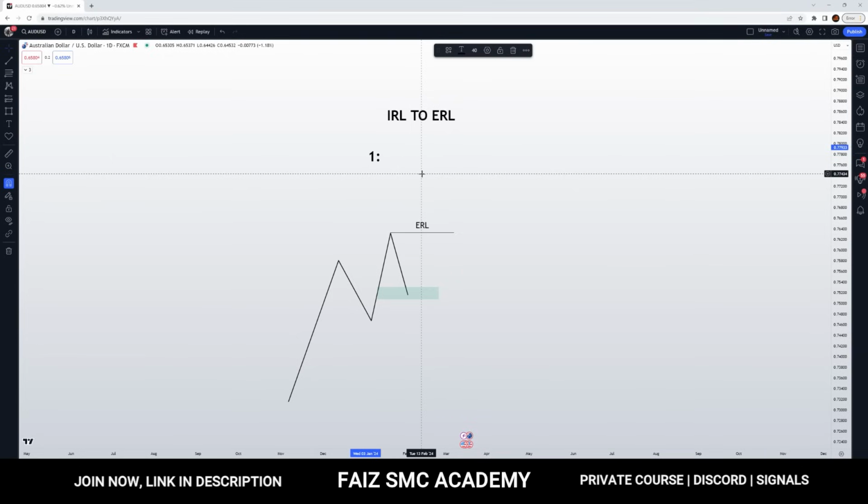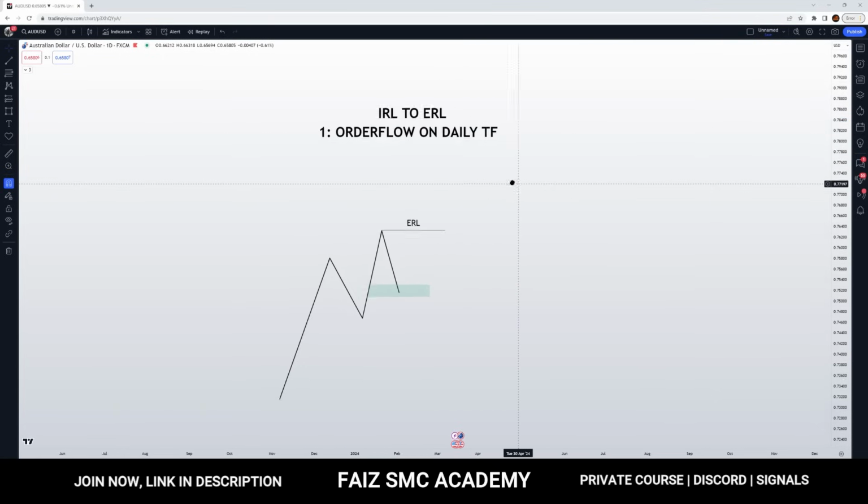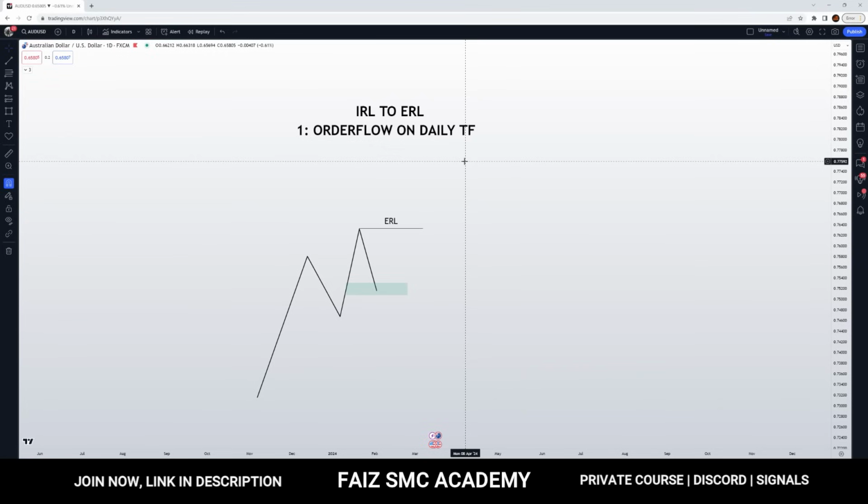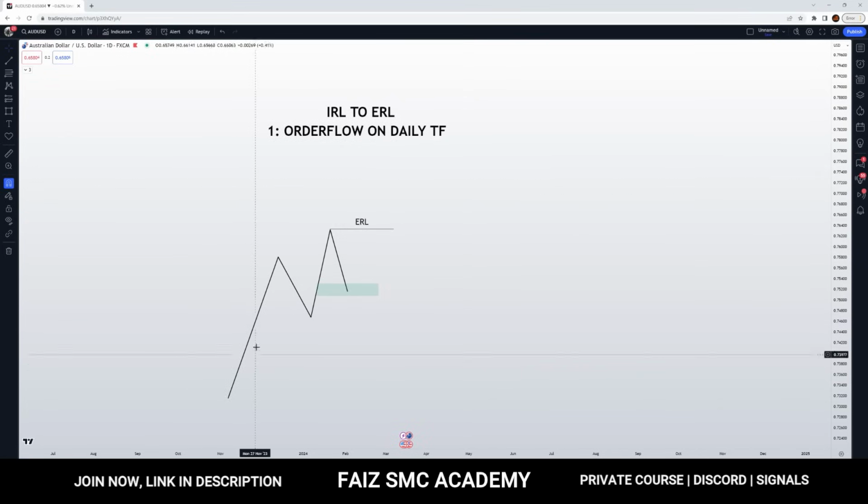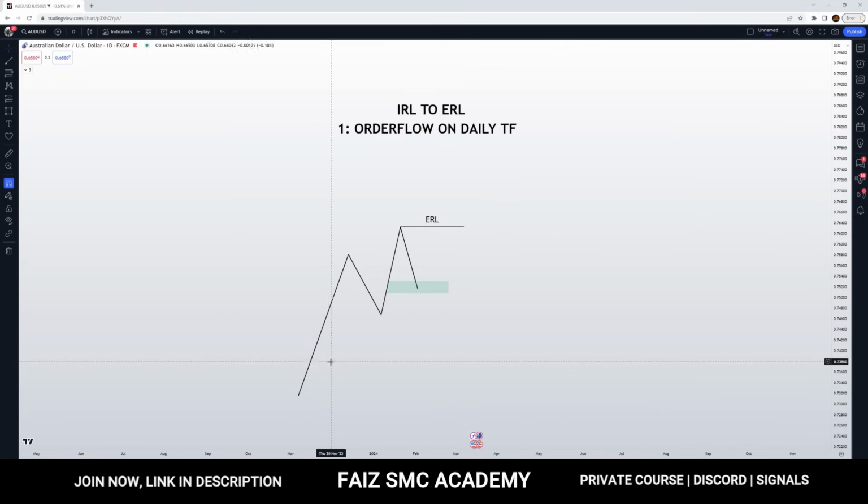So first of all, the very first and the most important part is that we have to identify the order flow on the daily time frame. This is very important. We have to look at the market structure of that specific pair or asset. Are we making higher highs and higher lows, or lower lows and lower highs? If we are in a bullish order flow, we are only going to take long positions.